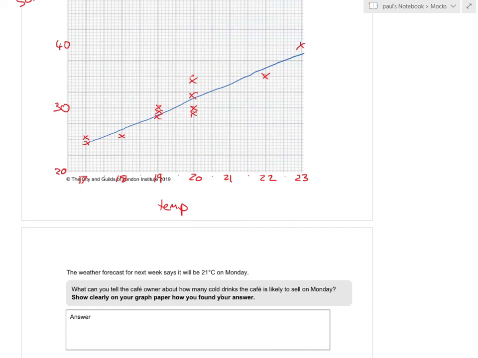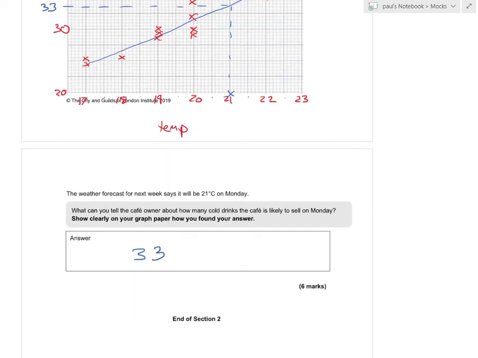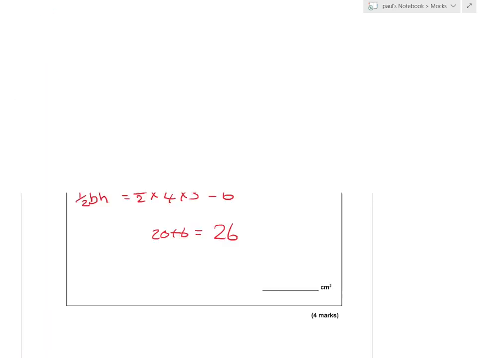What can you tell about how many cold drinks are likely to sell on Monday? The weather forecast for the next week says it will be 21. So 21. And we want to know the forecast of how many drinks are sold. So come up to there and get the line and go across. Over here. Right, so that's 32 and a half. Maybe 33. Answer 33. Show clearly on your graph how you find your answer. We've done that. End. Okay.